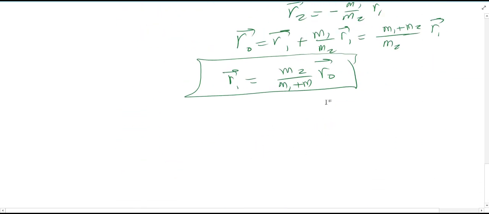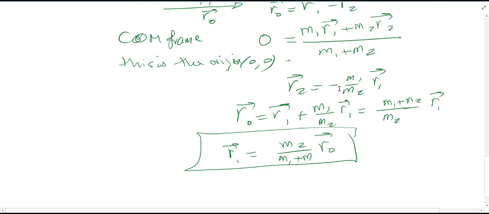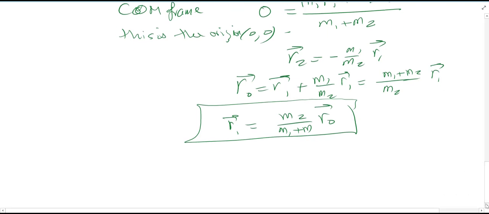So in this case, that's one quantity. I need the other two, R2. For R2, I just have to multiply this expression by M1, negative M1 that is, and divide by M2. When I divide by M2, M2 cancels, so I will be left with just negative M1. So R2 is negative M1 over M1 plus M2, this is a 2 times R0.